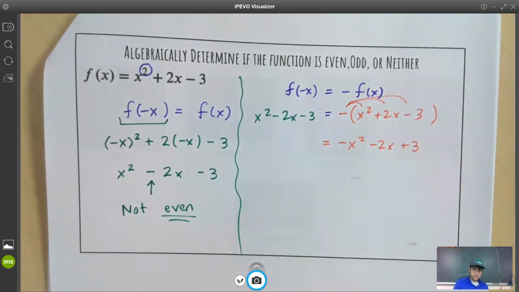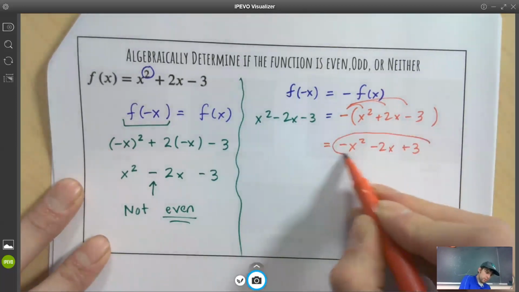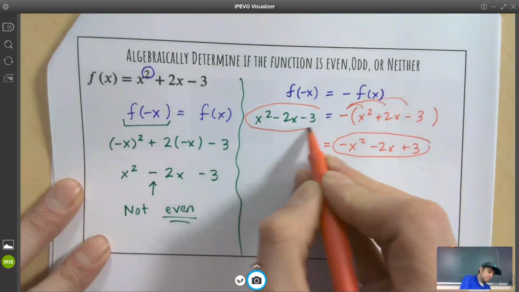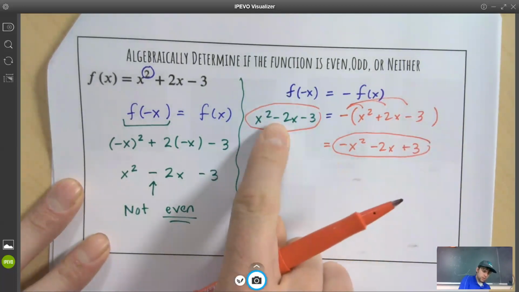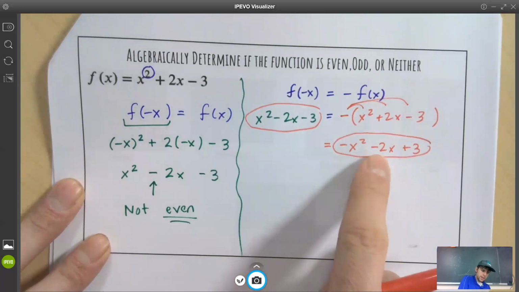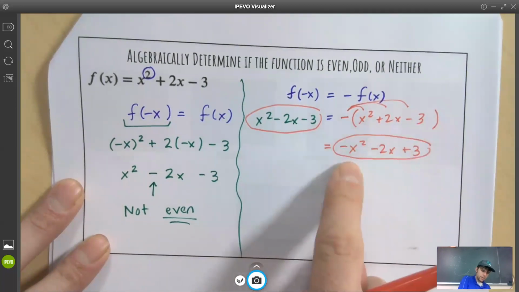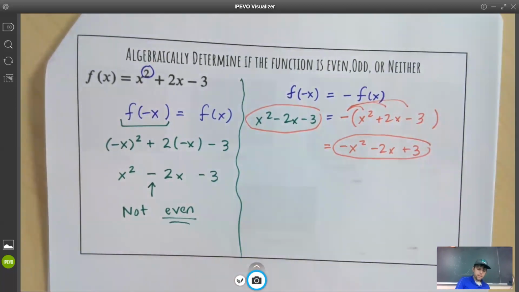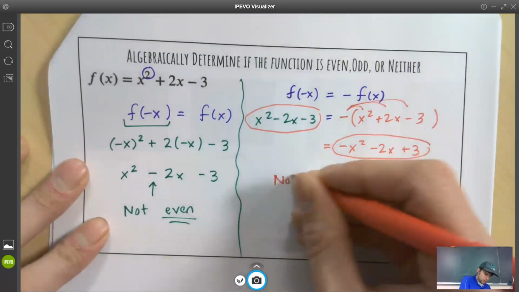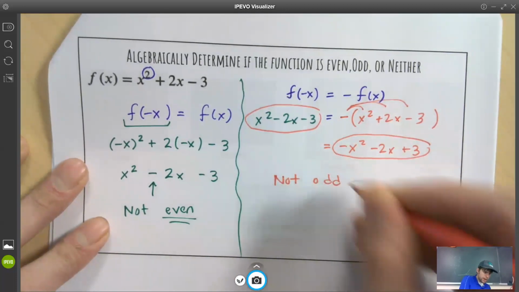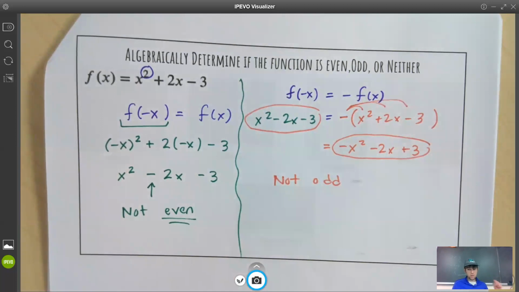And I think it's easy enough to see that these two are not the same. We do get the correct minus here, but distributing it caused these other terms to be different. So this is also not an odd function. Therefore, it's neither. And many functions will be neither. Just because it's not even doesn't mean it's odd, or vice versa. It can also be neither. Many functions will be neither even or odd.